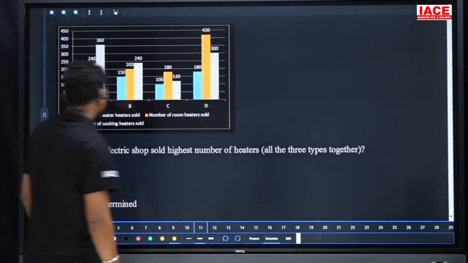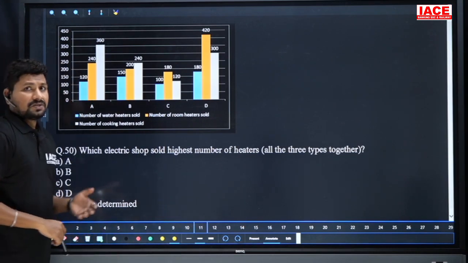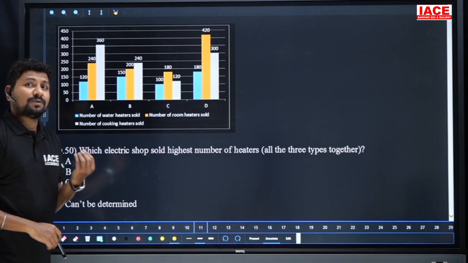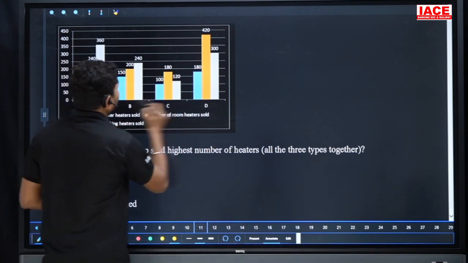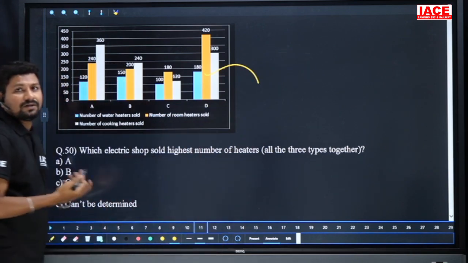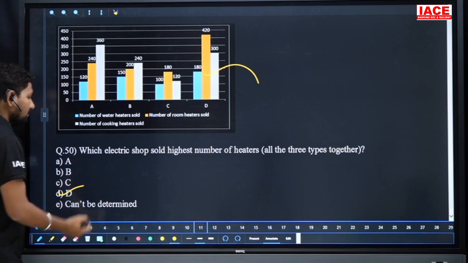Question 51. Which electric shop sold the highest number of heaters? Which company has the highest bar graph level? That is the answer. Look here, comparing all the bar graphs, D is clearly showing that its number of values is higher. Then our answer is D here.